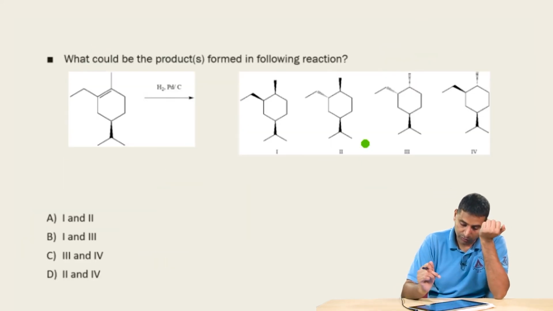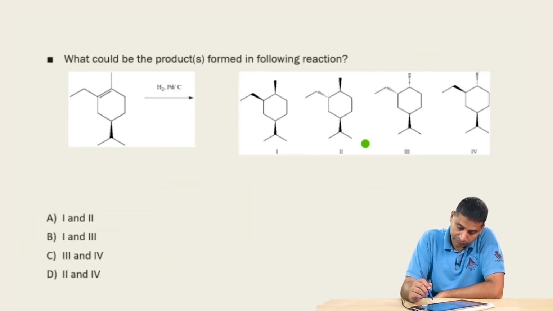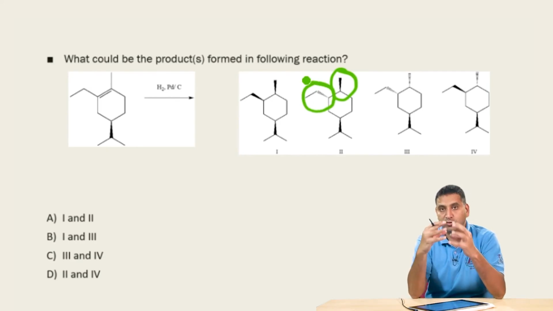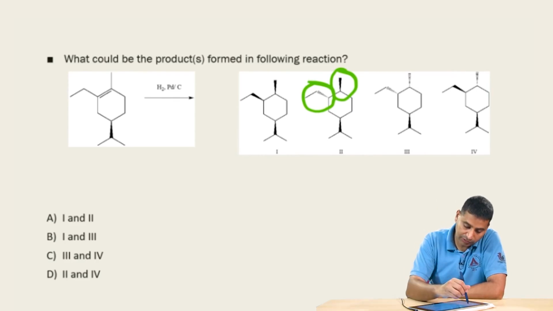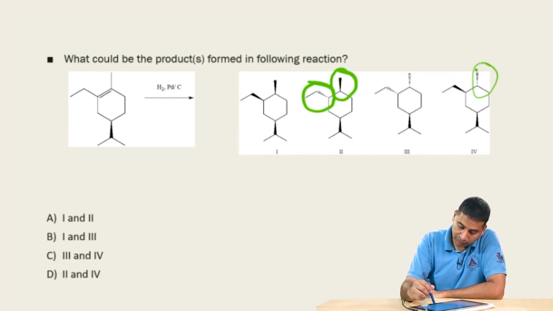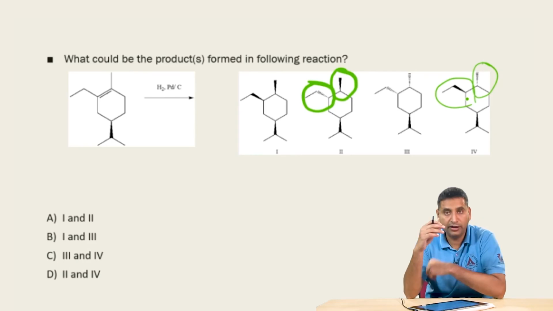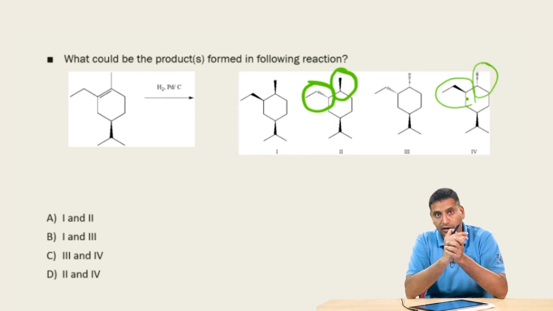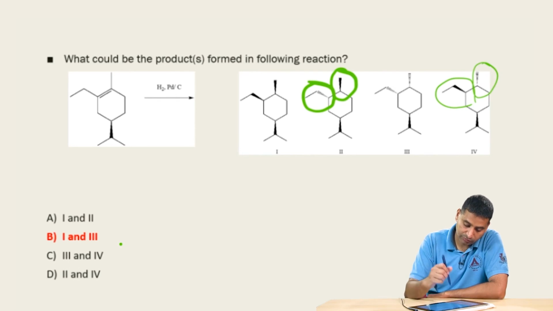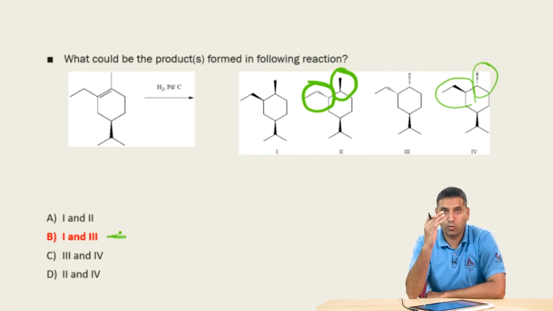If you go back and look at the solutions given here, this possibility can be ruled out because the methyl and the ethyl are actually anti to one another, which is not possible based on the mechanism that we have proposed. Similarly, this methyl and this ethyl here are again trans to one another, which is again not possible. So, the correct answer here is B, which is 1 and 3.